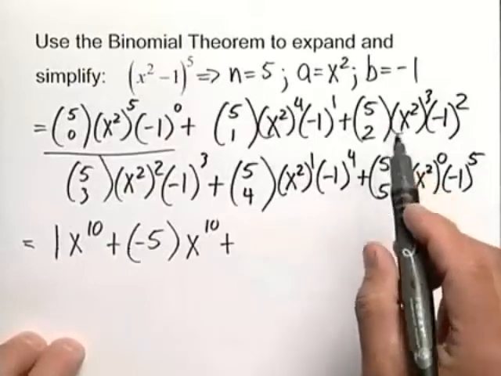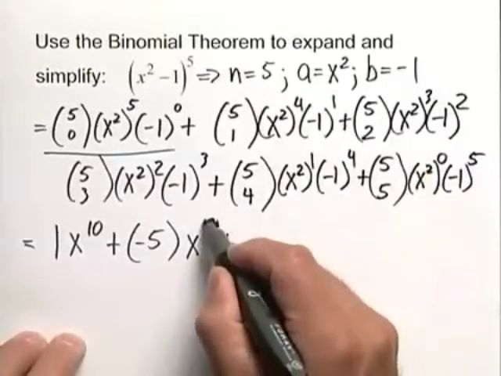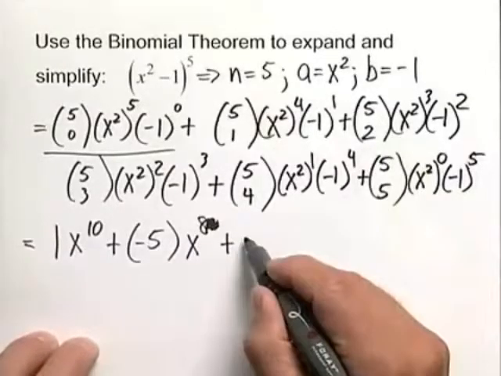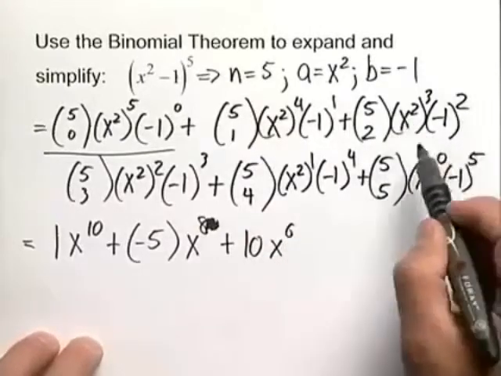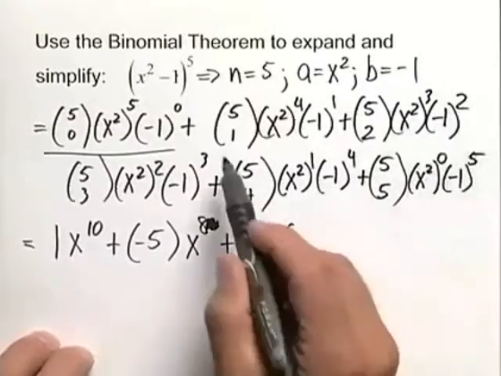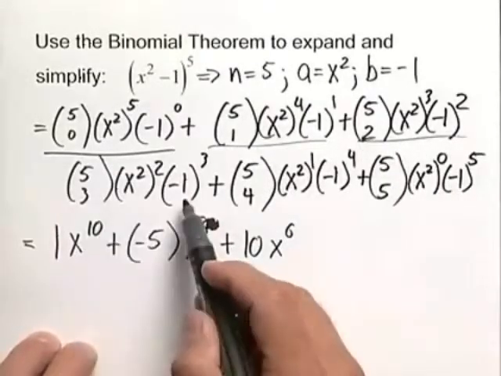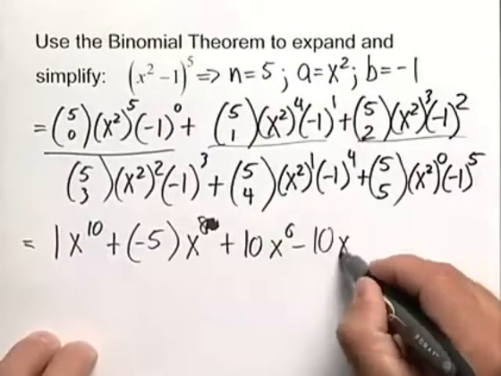Plus 5 over 2, rather that's x to the 8th, let me sneak that in here. The next one we're going to have 5 over 2, which is going to give us 10, x to the 6th, and notice that's going to stay positive because we have a negative 1 squared. So that takes care of that and that. Continuing here, we're going to have a minus because it's a negative 1 cubed, negative 10 x to the fourth.